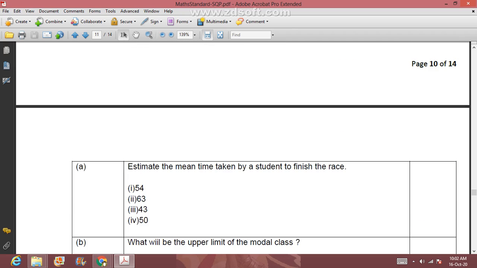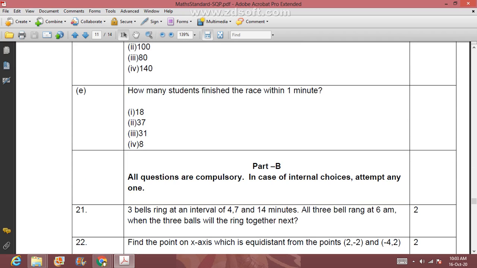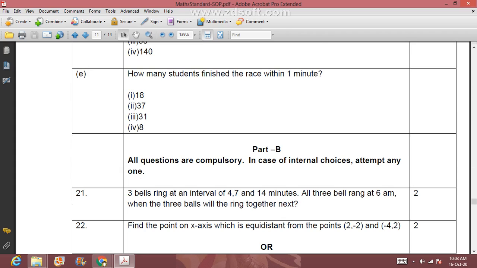For the case study. Okay, these are the 4 case studies which is a very new part to you people, but don't worry about it. Questions are very easy. Only to understand the case study it will take some time. In part B, all questions are compulsory. In each, internal choices are given and you attempt any one.